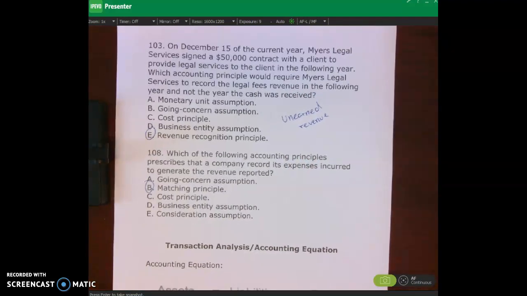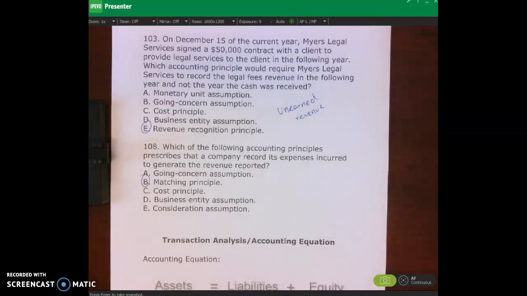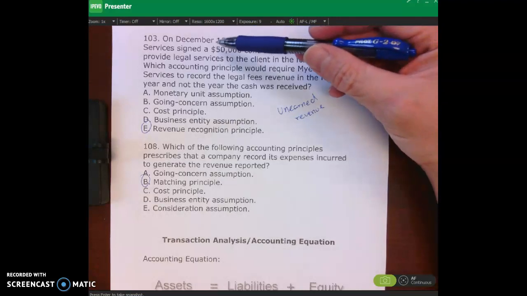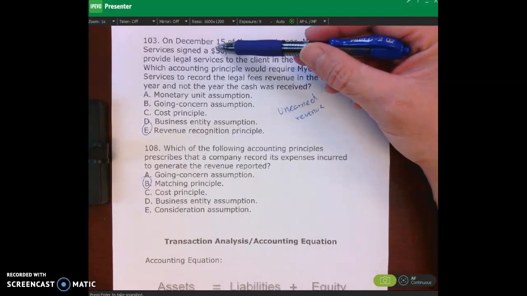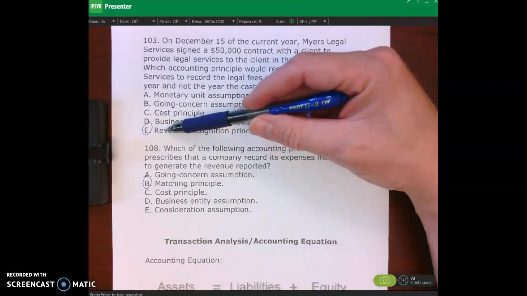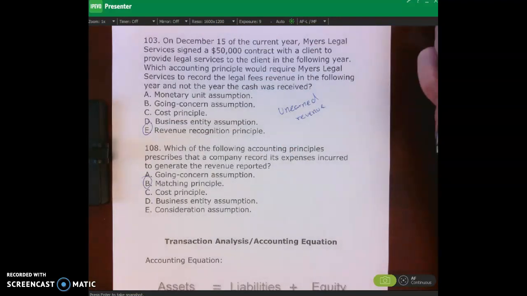Okay? With number 108, which of the following accounting principles prescribes that a company record its expenses incurred in the same accounting period as the revenue they helped generate? The right answer is B, matching principle. And let me return back up here to number 103 because I realized I didn't tell you the right answer. The right answer is E, the revenue recognition principle.